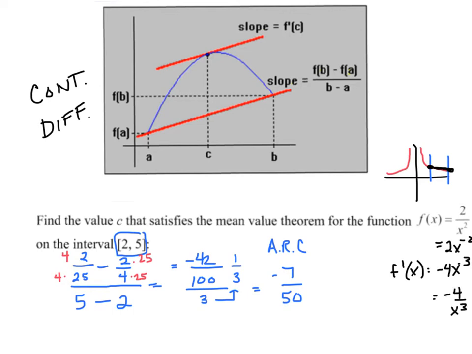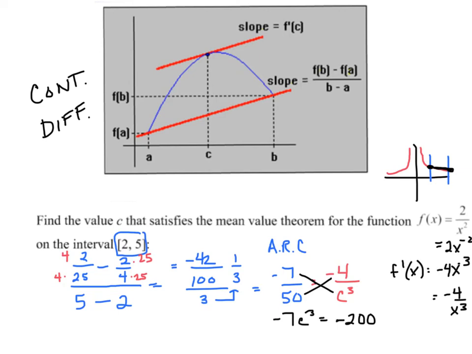Now, a lot of times the mean value theorem is done with this variable c just to say that it's an x value that's between a and b. So you could certainly come over here and say, well, I'm going to say negative 4 over that value c cubed. You could also leave it as x cubed. It really wouldn't matter. So let's do a little bit of cross multiplying here. We'd have negative 7c cubed equals negative 200. Divide both sides by negative 7 and take the cube root.